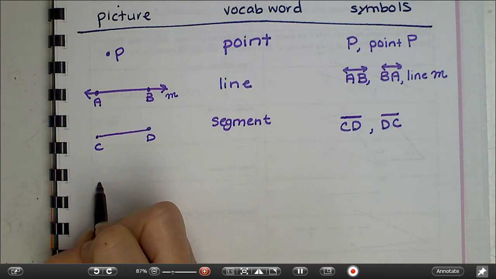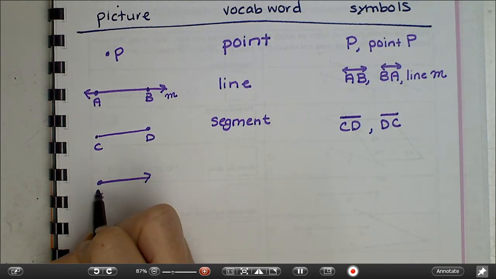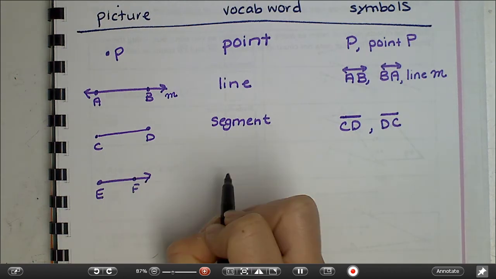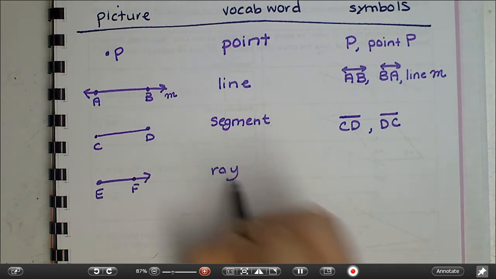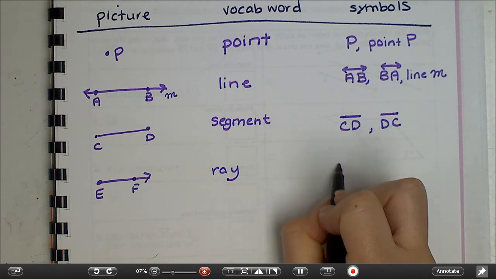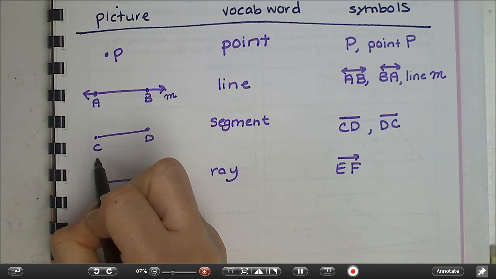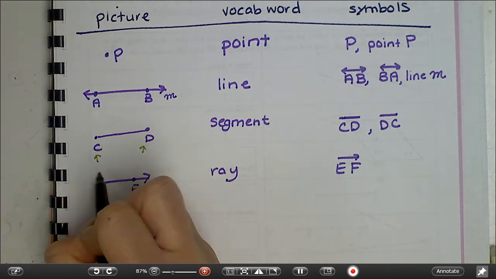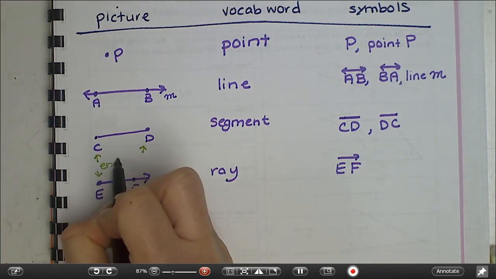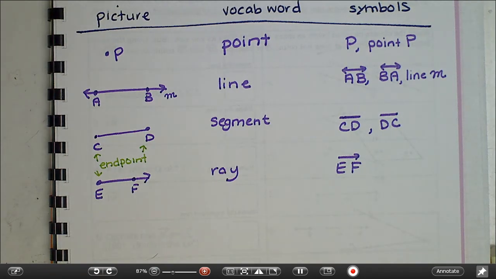All right, and then we have this little guy. It goes on forever in one direction, and that is called a ray. Rays you need to name very specifically using the endpoint first, and then the little arrow symbol on top. So just a little side note, these guys and this one, those are called endpoints because they're at the end.